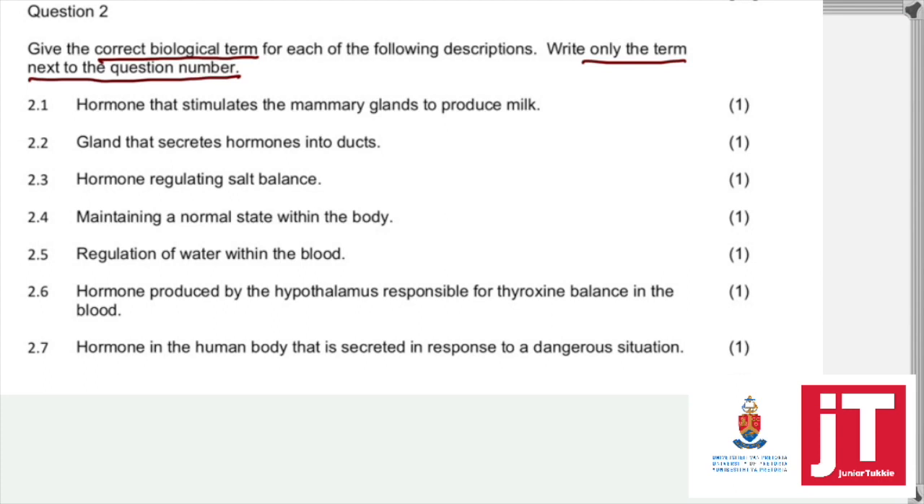So let's look at question 2.1 first. Here we're looking for a hormone that stimulates the mammary glands to produce milk. Now we would have learned this in human reproduction as well as in the endocrine system. We would have just revised this a little bit. So if we're looking for this hormone particularly here, we have to revert back to some of the work we did before. So the hormone that stimulates the mammary glands to produce milk, here we go with prolactin being the hormone there.